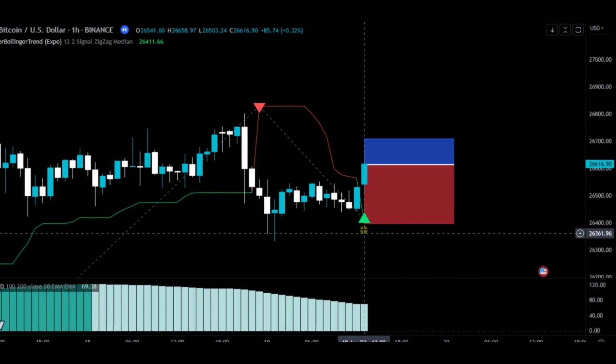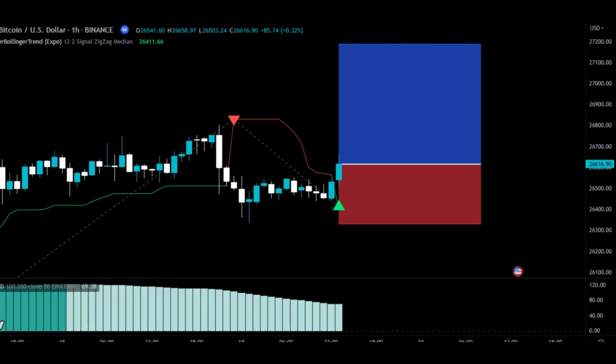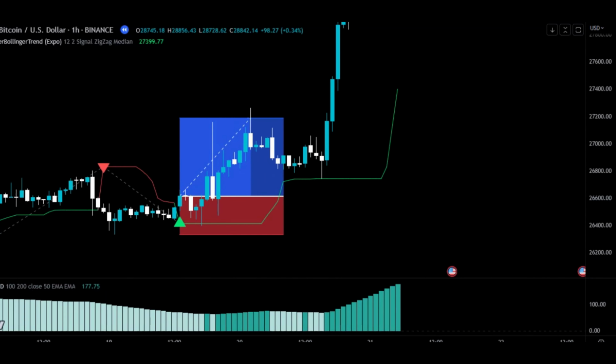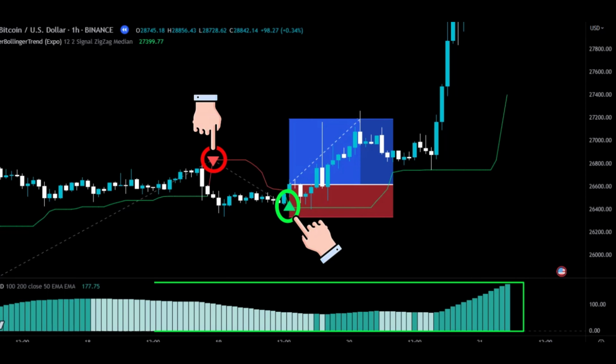We place our stop at the previous swing low and target 2 to 1. And this one hits our target. When it's green, the trend is up. And in this situation, we only take these buy signals. We don't care about these sell signals when the MACD histogram is green.